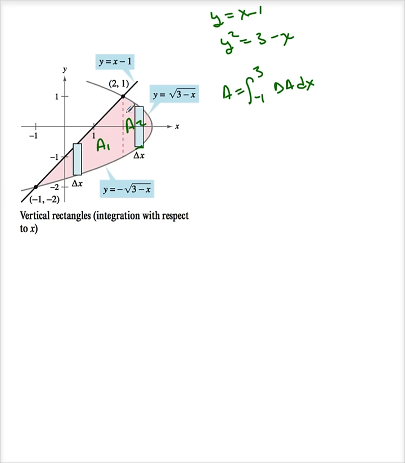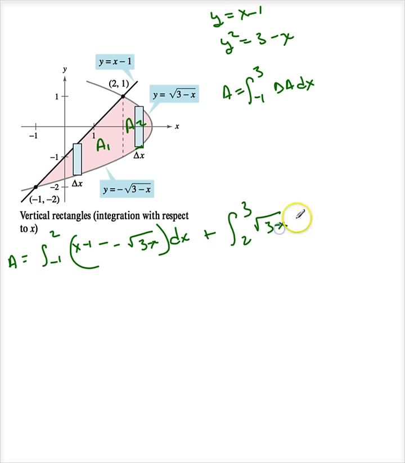So that's a2. So if I were to do this, I would need to break it up: the integral from -1 to 2 of x minus 1 minus a negative square root of 3 minus x dx, plus the integral from 2 to 3 of the square root of 3 minus x minus a negative square root of 3 minus x dx, okay?